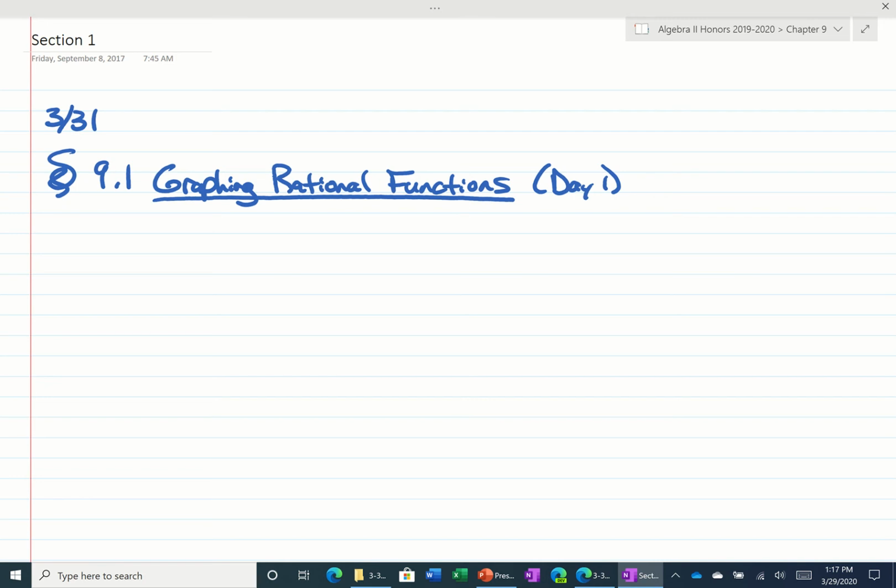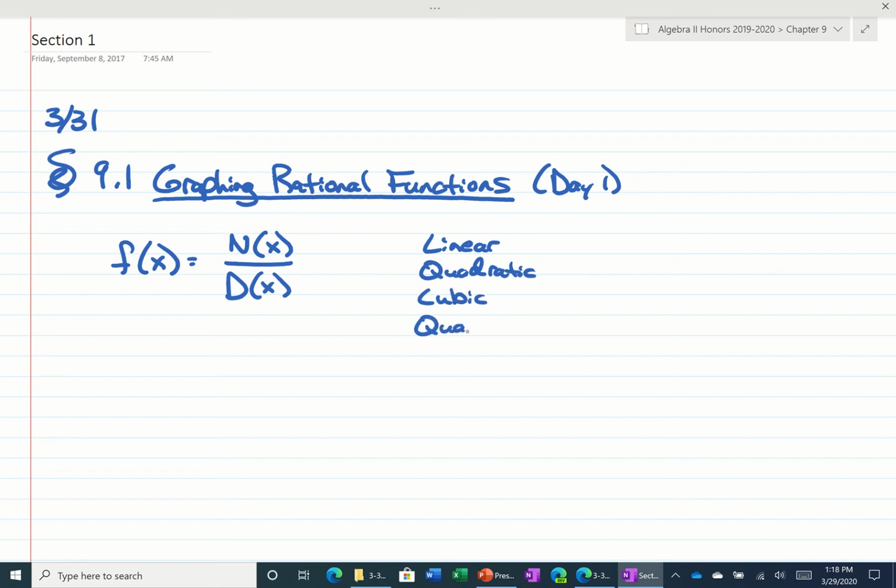So, what a rational function means, a rational function looks like this. You have a normal function divided by another function. Any of these functions could be linear, they could be quadratic, they could be cubic, quartic, or irrational. If we combine them into a fraction, that's called a rational function.